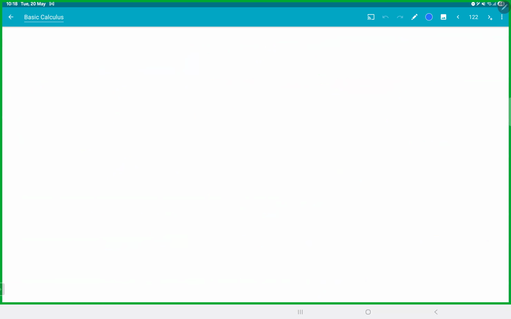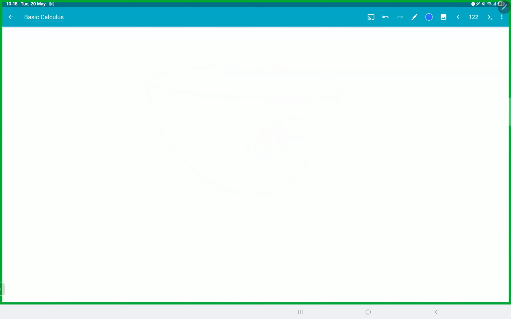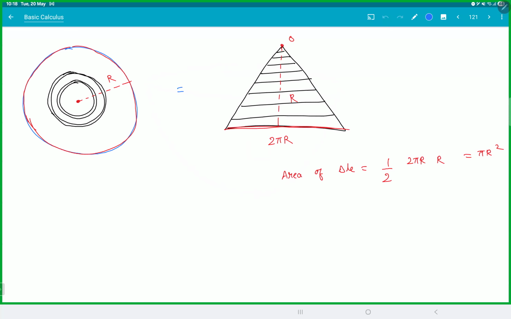So next class, we are going to do more weird shapes. We are going to find volume of something like this and everything. The next class will be important. We'll do more shapes, more elements, and then we'll continue from there.